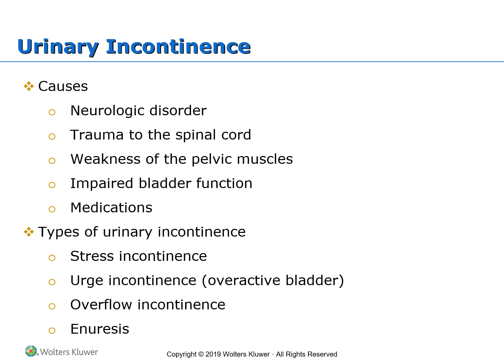Urinary incontinence represents an involuntary loss of urine, and there can be a wide range of conditions that can lead to incontinence: neurologic conditions, any type of trauma to the spinal cord, weakness of the pelvic muscles and impaired bladder function, or even some types of medication can create the condition. We have a few types of urinary incontinence.